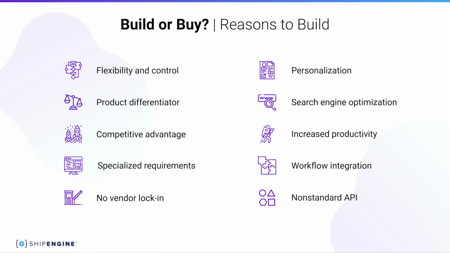Maybe you have a pricing model where you have different tiers of your API, and so you could, based on whatever tier the user has, change the contents of the docs. Other reasons to build would be if it's a product differentiator or a competitive advantage for you. So if all of your competitors are using auto-generated docs, that's an opportunity for you to differentiate yourself by taking it up a level. And if you have any kind of specialized requirements, then that's obviously a reason.